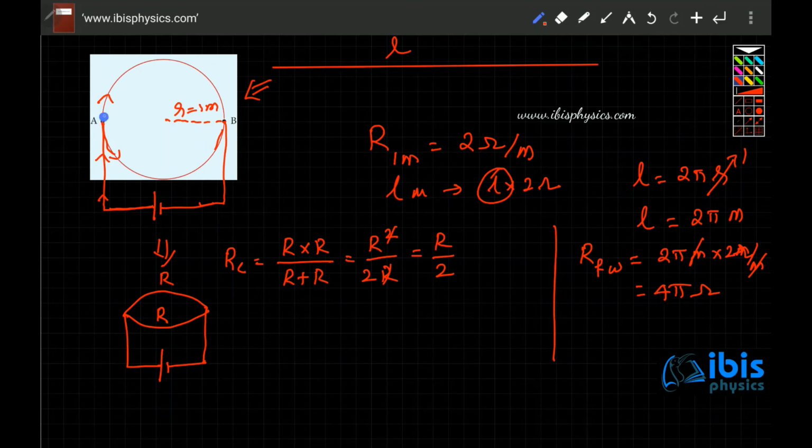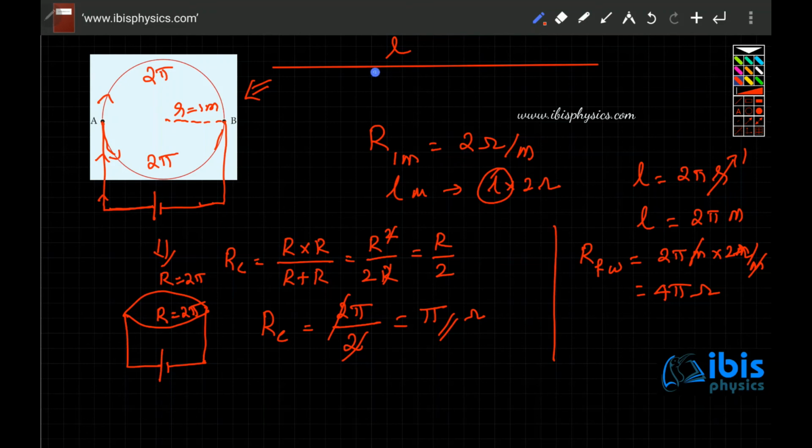In that, this is half and this is half. So this portion will have 2 pi ohms, and this portion will have 2 pi ohms. Then as we said, if R is equal to 2 pi, and this R is also equal to 2 pi, then the R effective will be equal to R by 2, that is 2 pi by 2. Hence when we cancel, that will be equal to pi ohms.